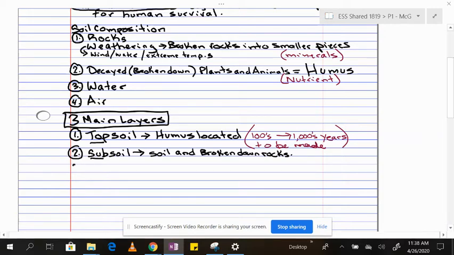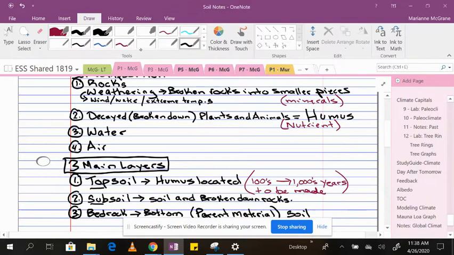Okay, and then the last layer is bedrock. This is the lowest layer. This is at the very bottom of a soil column, if you will. It is known as the parent material. And depending on the bedrock, that kind of solid rock that you start with, over time, it becomes weathered, it becomes smaller. Oops, not soil, I want solid there.